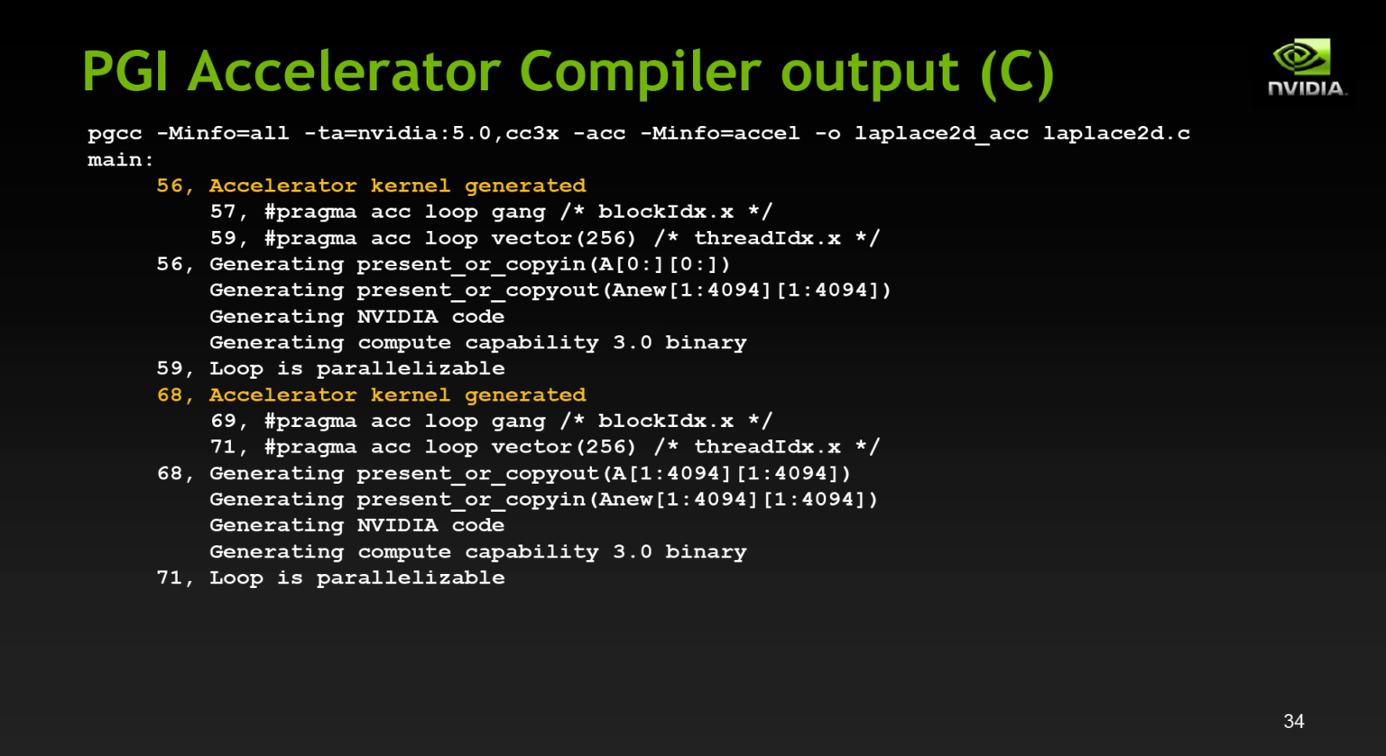At line 56, we get an accelerator kernel, and at line 68, we also do. All of this other stuff we'll learn to read later, but notice we're copying data in, we're copying data out. This is kind of telling you how the loop gets decomposed. All of that we'll go through a little later, but it gives you a lot of information about what the compiler is doing to your code.